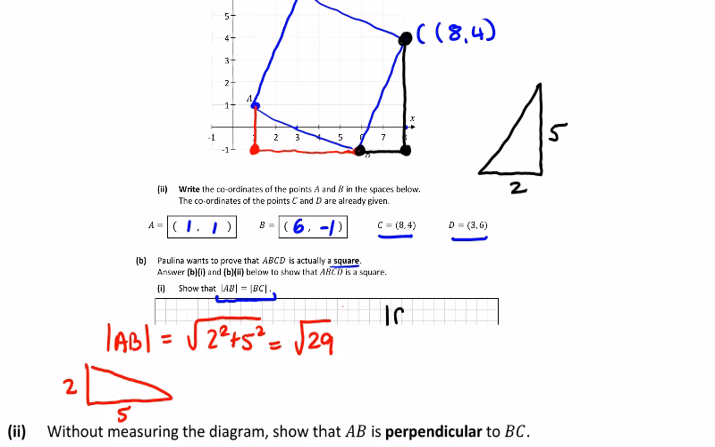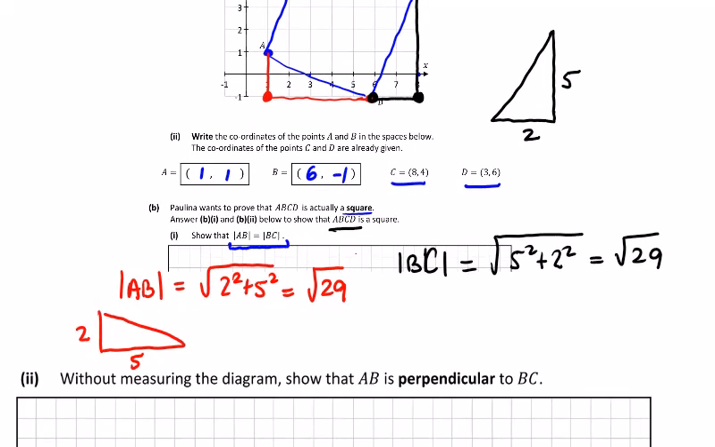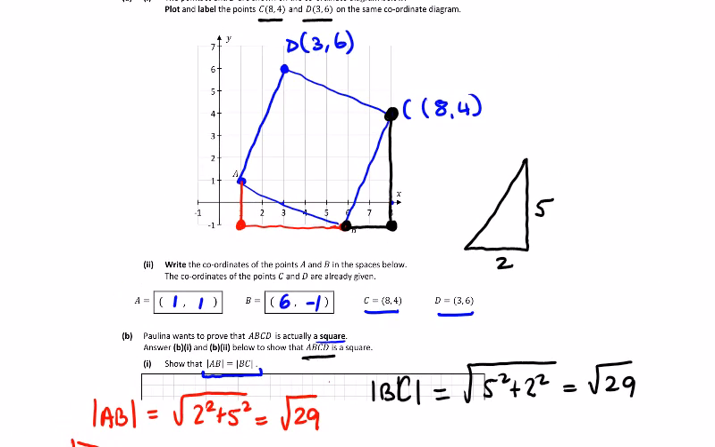So the length of BC is also going to be the square root of 5 squared plus 2 squared, which is also equal to the square root of 29. So that answers B1. Now B2, to show that ABCD is a square, we're asked to show AB is perpendicular to BC. We could also get the lengths of all these sides.